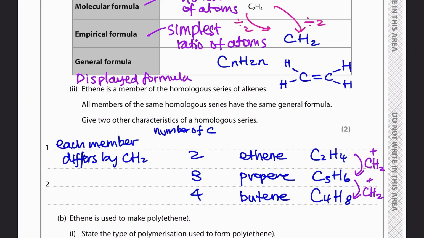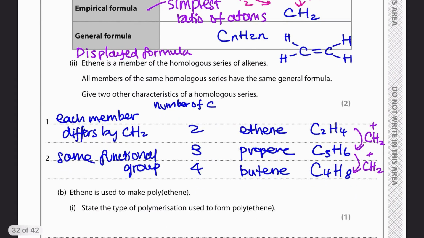You can also say that they have the same functional group. All members of the homologous series have the same functional group. And you can also say that they have the same chemical properties, which means that they do similar chemical reactions, such as combustion. Okay, so remember that this gets asked quite a lot, like, what are the characteristics of a homologous series? So try to memorize these points, and you can get these 2 easy marks on the test.